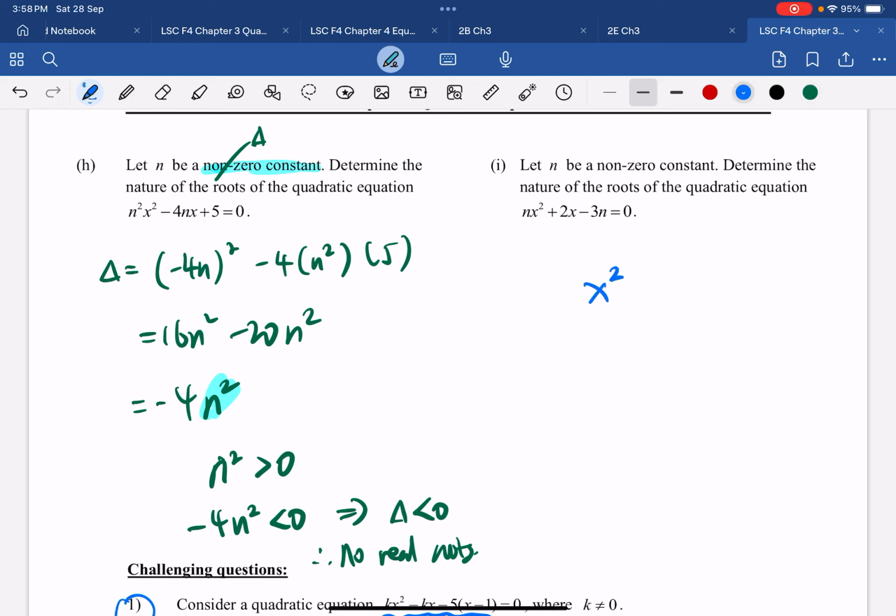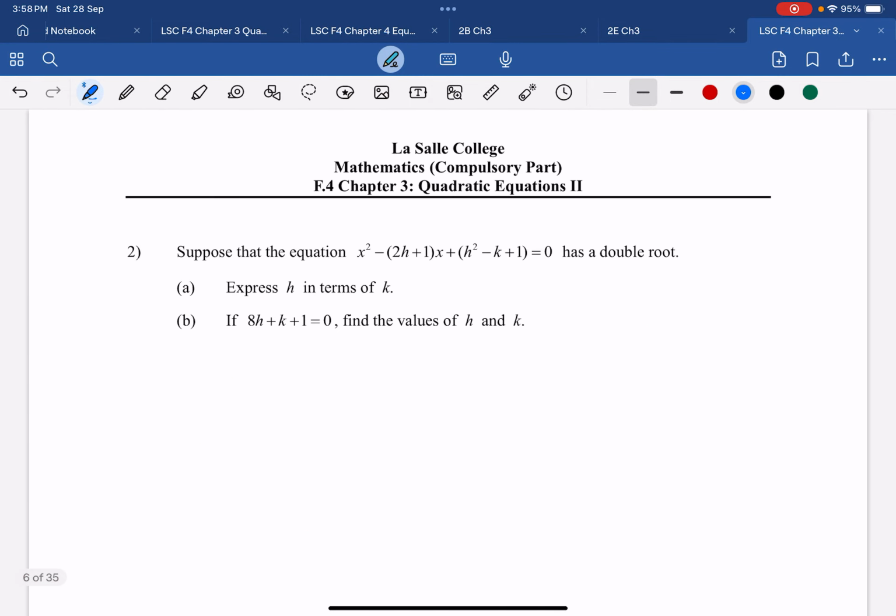X squared must be greater than or equal to 0, okay? But this case is special because it says n is a non-zero constant, so we only need to consider the case of greater than 0. Got it? So let's try to do this question. Don't just play the video and then copy my answer, because you cannot learn anything by this method. So pause the video first.